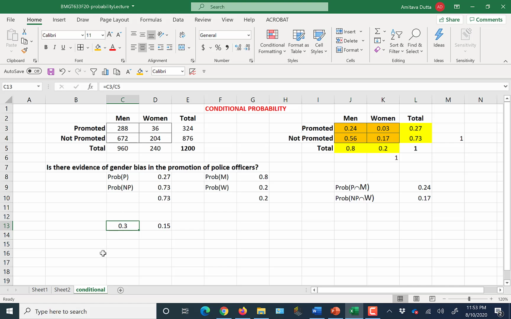Then that probability is 288 divided by 960. So this is what's called a conditional probability, and the symbol for writing it is slightly different. Do you see over here it is the probability of being promoted and male. So this is the probability of being promoted given that it's a male.